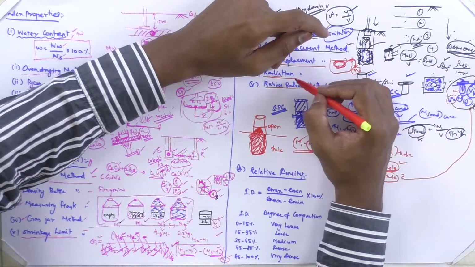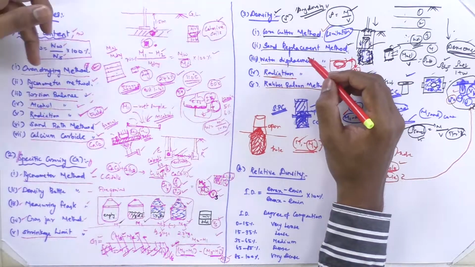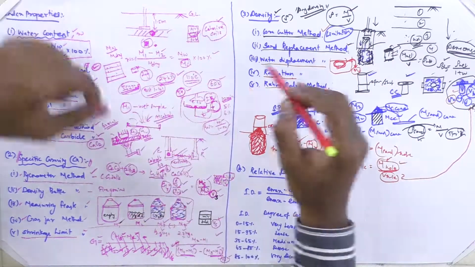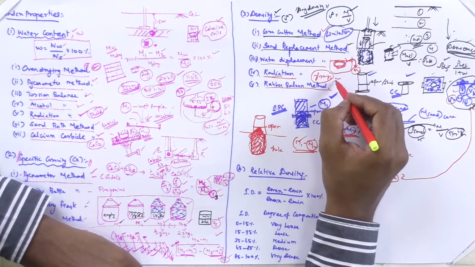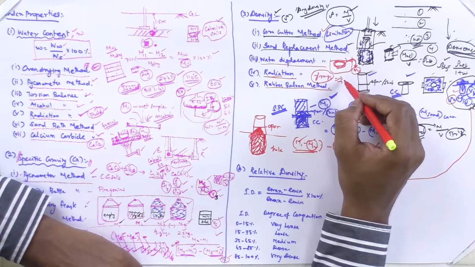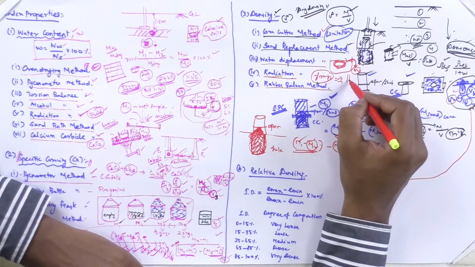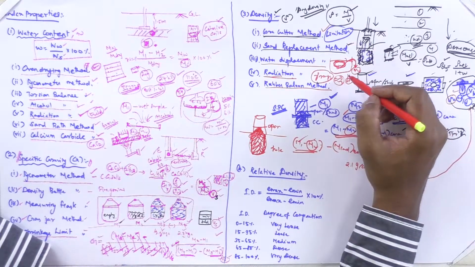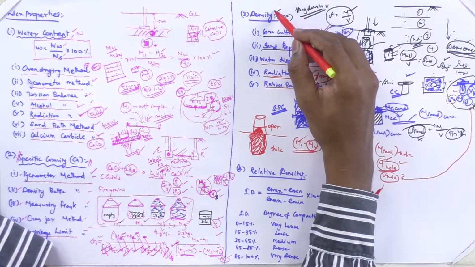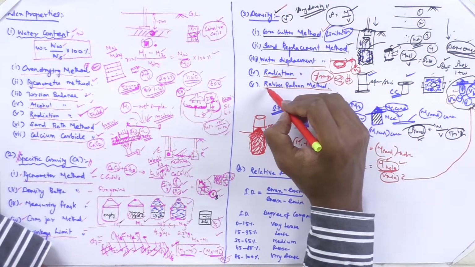So radiation method, as explained in the water content radiation method, here gamma rays are passing, with the same emitter and receiver. So by the concentration of gamma rays at the receiver, with this difference you can find the density value, very simple.